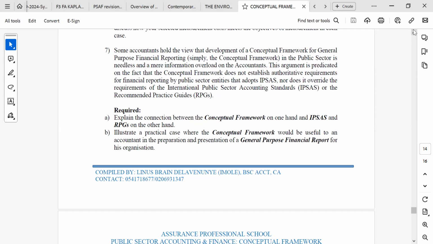I think when you were explaining the authority of the conceptual framework, you mentioned the fact that it should not override IPSAS and then the RPGs. Okay. Which means that they must work in connection. So the conceptual framework must establish what the IPSAS and then the RPGs are saying. They have to work hand in hand. Okay. That's fine. All right. Seniors, any other view?